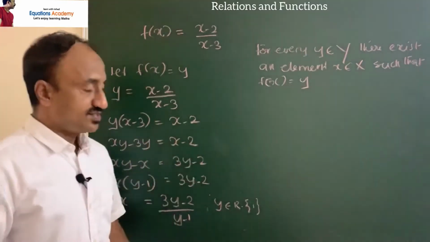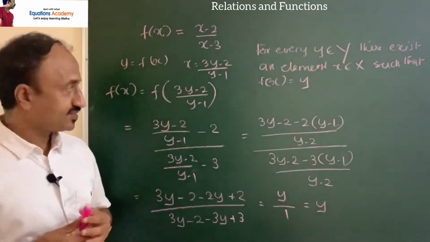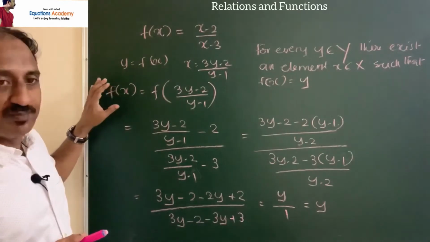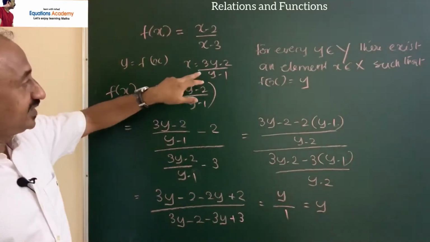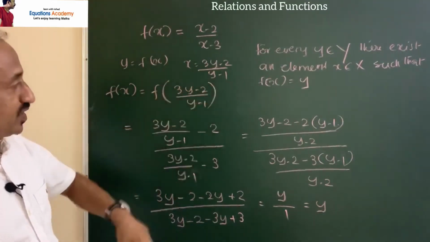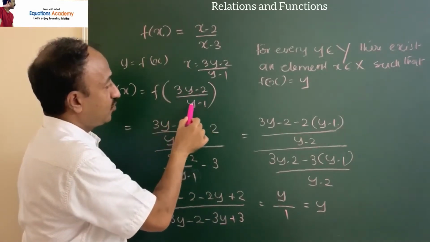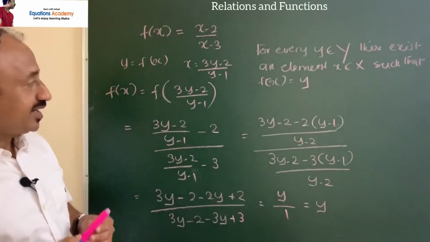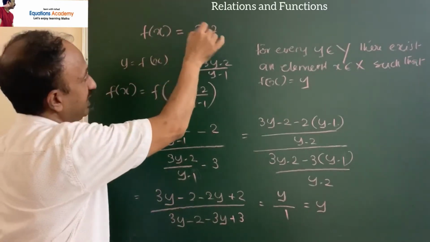The next step is checking y equal to f of x. So what will be f of x? f of x equal to f of, we got x in terms of y, (3y minus 2) divided by (y minus 1). So f of (3y minus 2) divided by (y minus 1). Now what is this? Check here, f of x is (x minus 2) by (x minus 3).